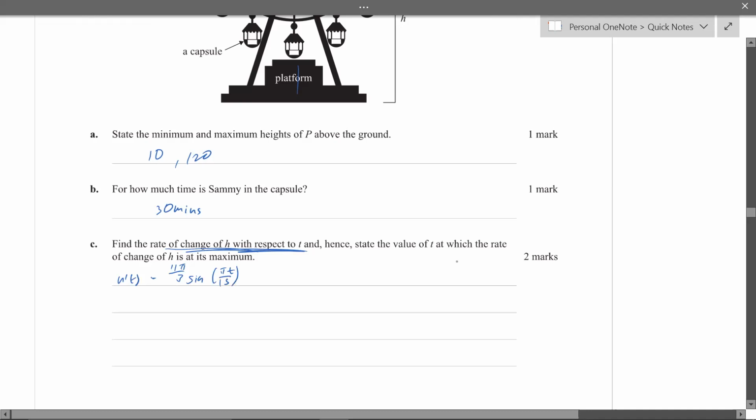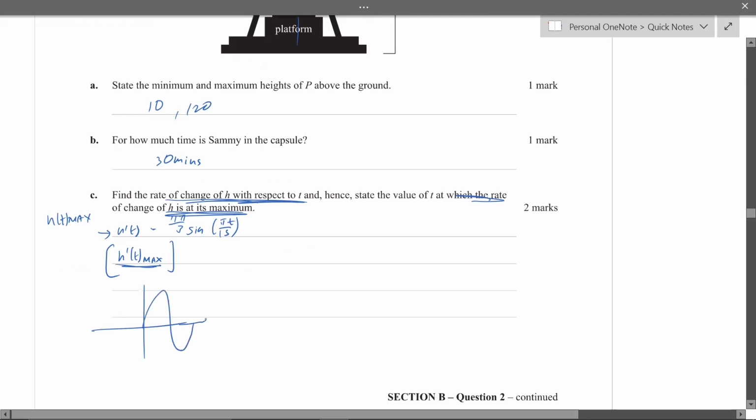So state the value of t at which the rate of change of h is at its maximum. This is kind of asking when h dash of t is at the max. Usually you ask when h of t is at a max, and you find h dash of t and equate it to zero. But in this case, it's asking for this one. I don't recommend differentiating it again and equating it to zero, because sometimes the answers get weird. Instead, I recommend graphing this and then finding the maximum value of that. If you graph this, you get t is exactly 7.5 minutes. So that's how you do that question.